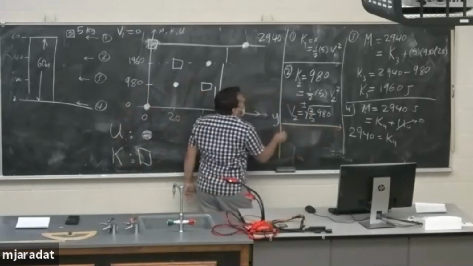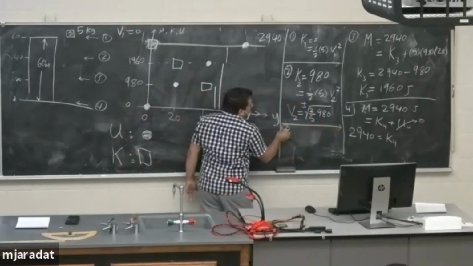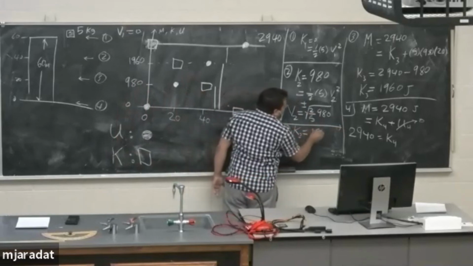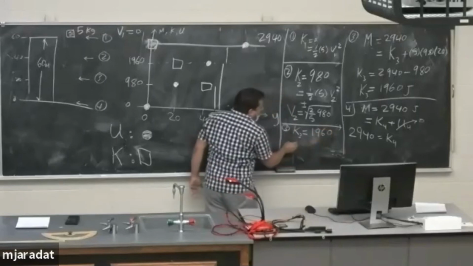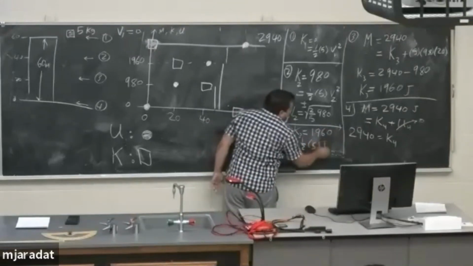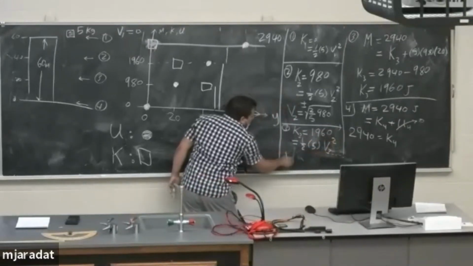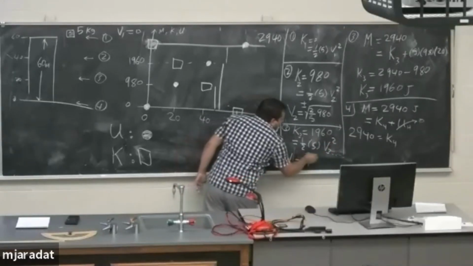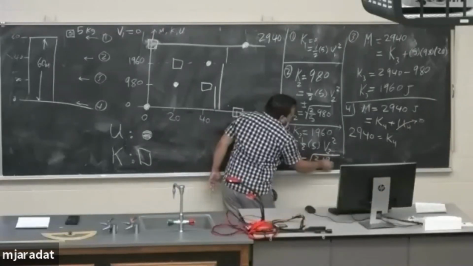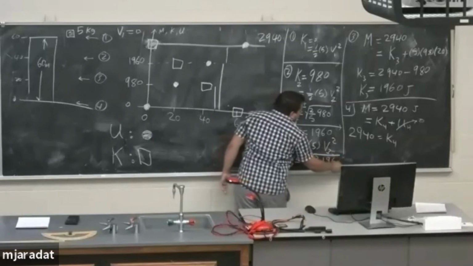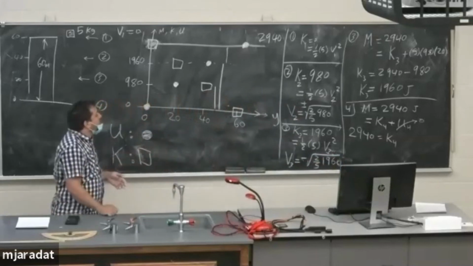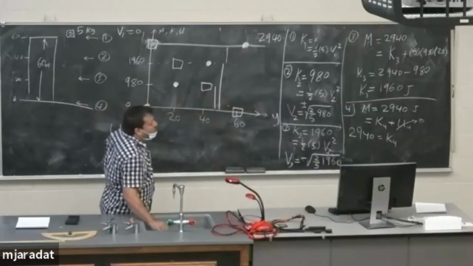What about V3? Kinetic energy at point number 3 is equal to 1960. This will be equal to 1/2, the mass is 5, V3 squared. Okay, V3 is equal to the negative root of 2 over 5 times 1960 meters per second. The negative sign because we are going downward. And the same for the fourth velocity.